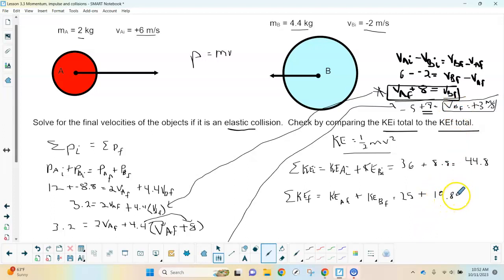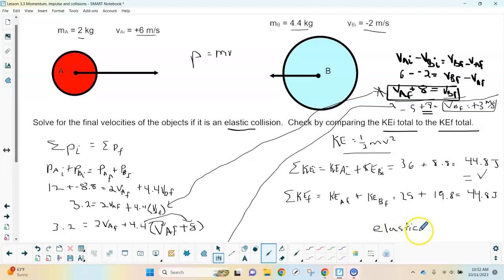And this looks good. If we add those together, 19.8 plus 25, you get the same exact 44.8 joules. And that is proving, using these values, that they are equivalent. So if they are equal, it is elastic. So that's how we know that this is an elastic equation. It won't work any other way.